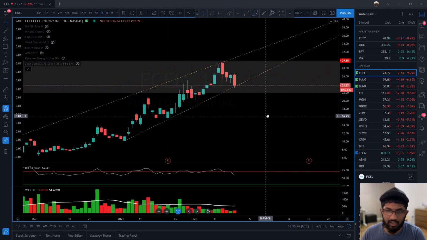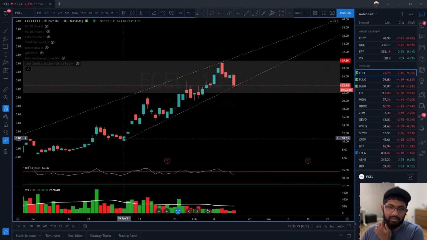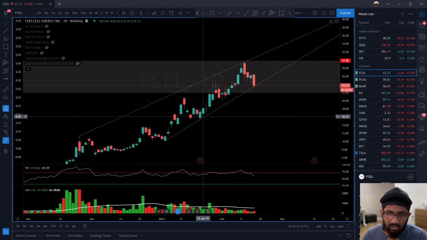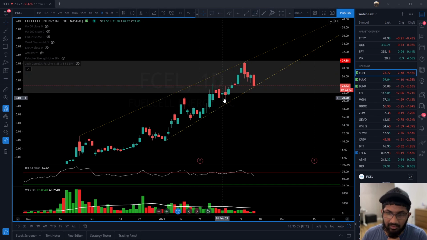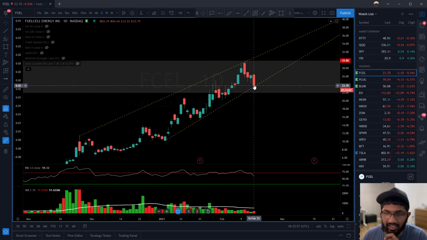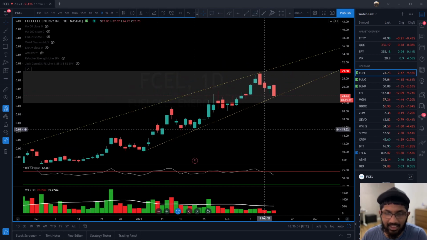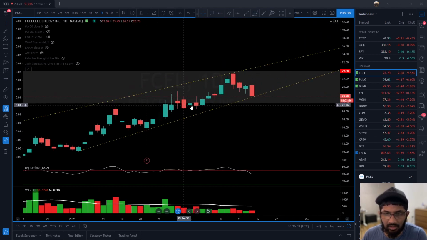Here we go. Right, so what's happened is every time it's touched this area, it's bounced around, bounce, and now we're here. What makes this so significant? We can see that there was a lot of price action going on around here.